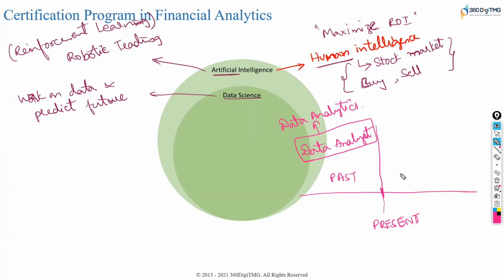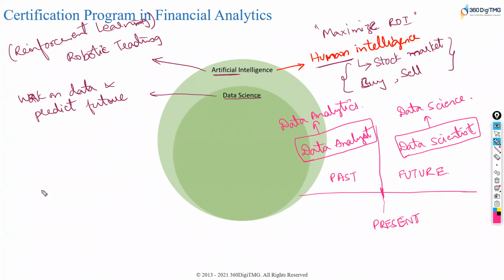Then you have the future. If you talk about what will be the stock value in the next 3 months, what will be the National Stock Exchange value in the next 3 months, in the next 4 months, in the next 5 months, when you talk about the future, you'll be called a data scientist. And the profession that you work in is called data science. Having said this, a data scientist is a person who is also expected to have knowledge about data analytics.